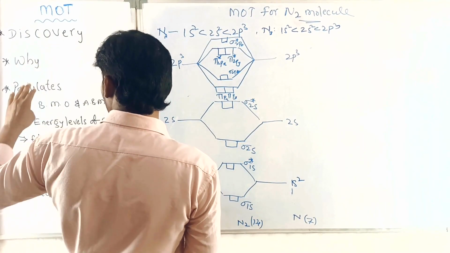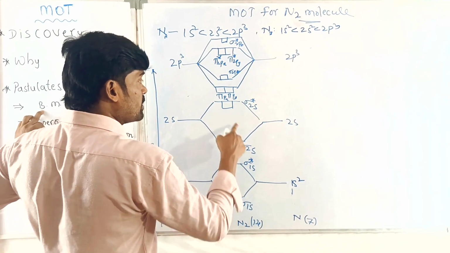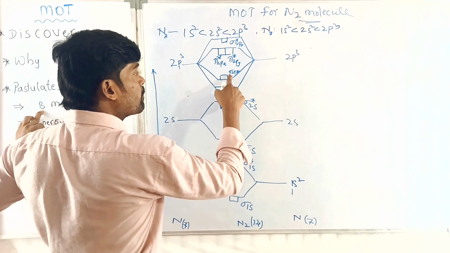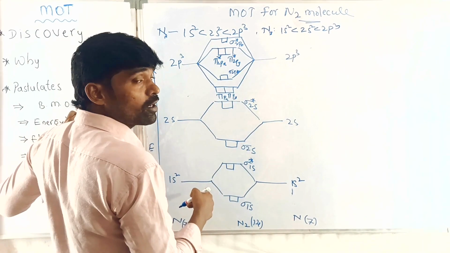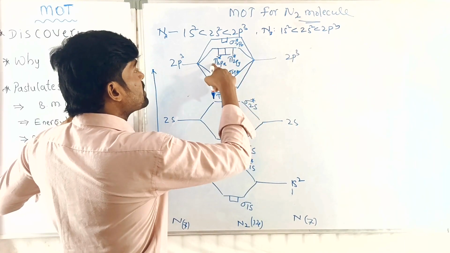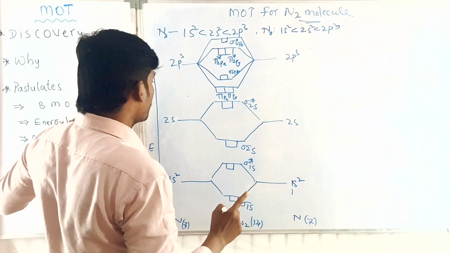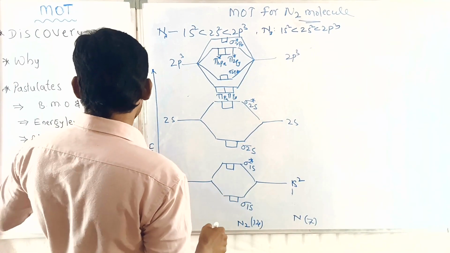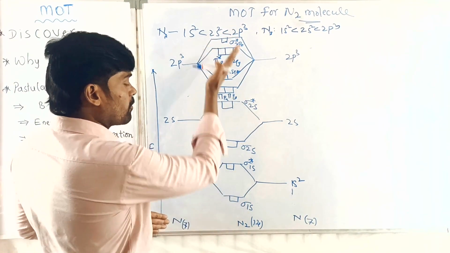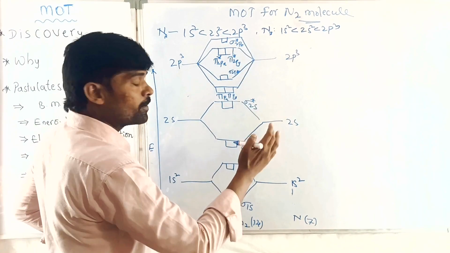So now let's fill the electrons. According to MOT, what are the bonding molecular orbitals? Sigma 1s, sigma 2s, pi 2px, pi 2py and sigma 2pz. What are the anti-bonding molecular orbitals? Sigma star 1s, sigma star 2s, pi star 2px, pi star 2py and sigma star 2pz are the anti-bonding molecular orbitals. Next, these are the energy levels of the molecular orbitals. Lower energy is sigma 1s, higher energy is sigma star 2pz.